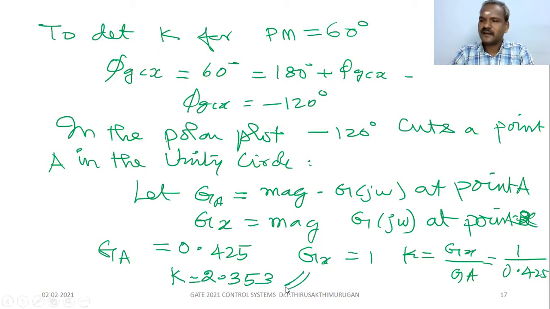So this is the method of finding the K value for a given phase margin and gain margin. Understand or not? So these are all the important points regarding your polar plots. Understand? Polar plots.